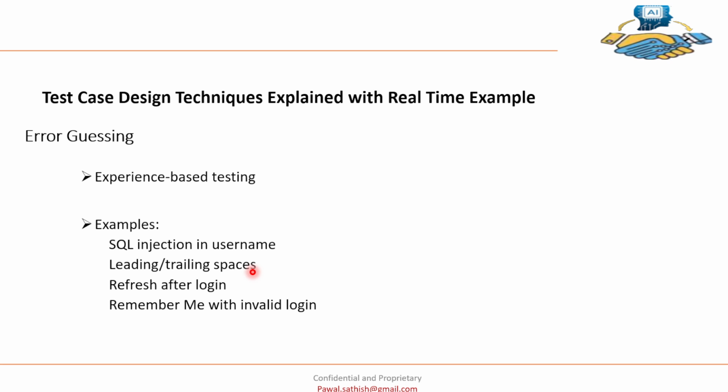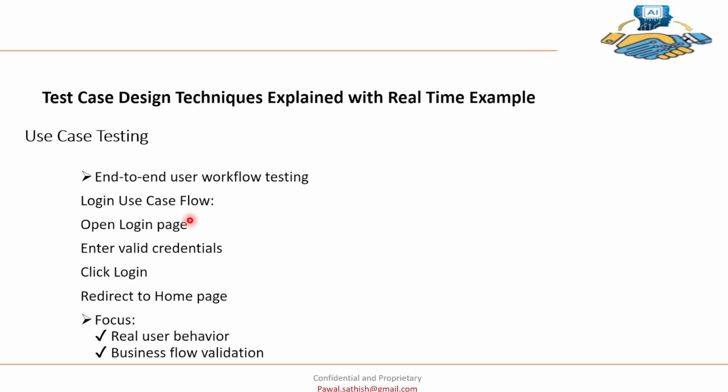Our requirement is that the username minimum length should accept 4 characters. If the user enters 4 spaces, let's see what will happen. Ideally, it should give the error message, like incorrect username. So this is experience-based testing. This is not mentioned in any requirements. Then refresh after login: what will happen on refresh after login or remember me, with invalid login.